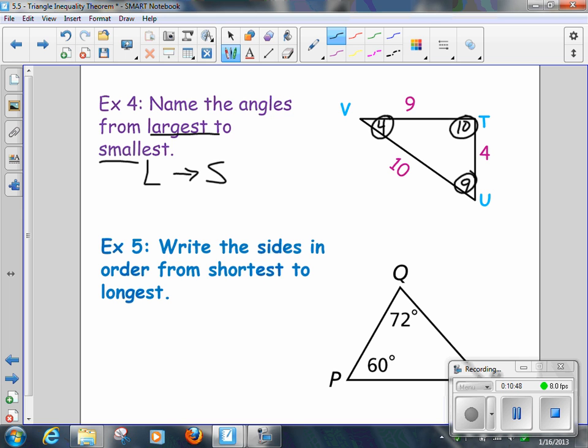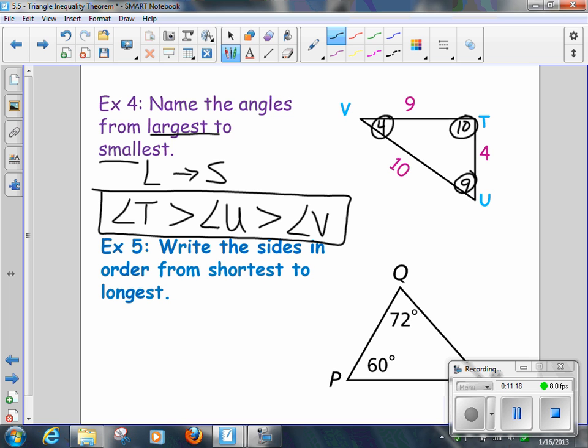What's the largest angle? 10. So which angle do we associate with 10? Angle T. Is it greater than? Why am I going to use greater than, Carson? Because it's largest to smallest. So what's the next angle down? U. So angle U, which is greater than, what's left? Angle V. How many of you had TUV?